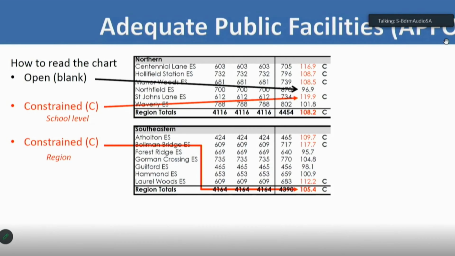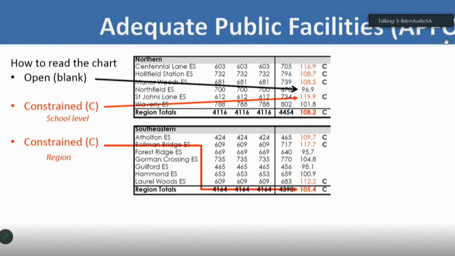Right before we look at the charts, I want to take a moment to review how to read the school capacity chart. On the screen is a snapshot of the chart, and in this example, the constrained schools are indicated in red type and with the letter C. Open schools and regions are black text. Of note, in constrained elementary regions, even schools shown individually as open are actually constrained based on their region. So in the top sample on this slide, Northfield and Waverly are shown individually to be open, but are actually counted as constrained due to their location within the constrained northern region.